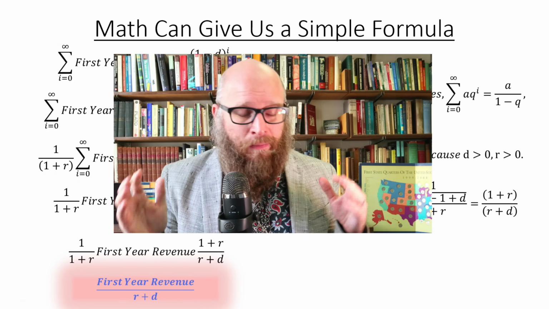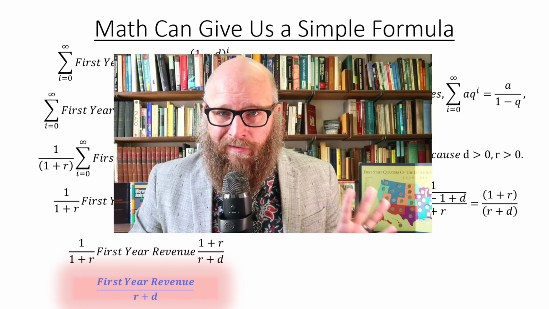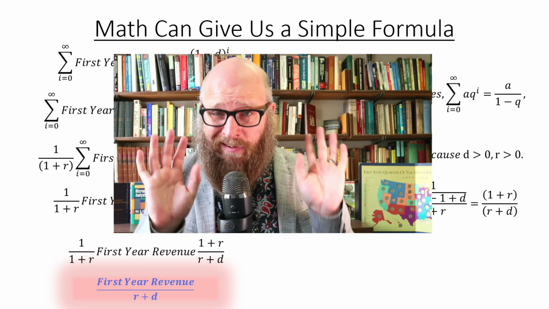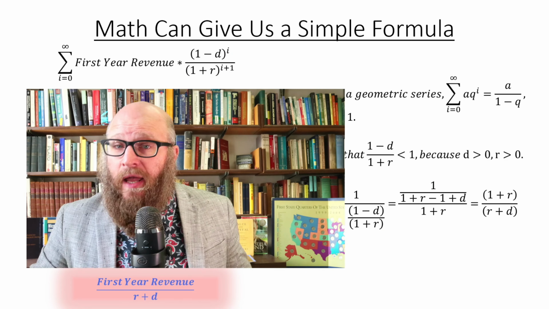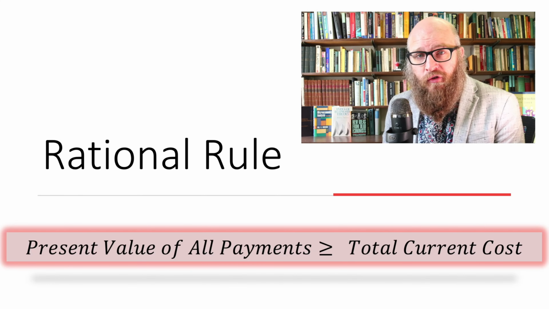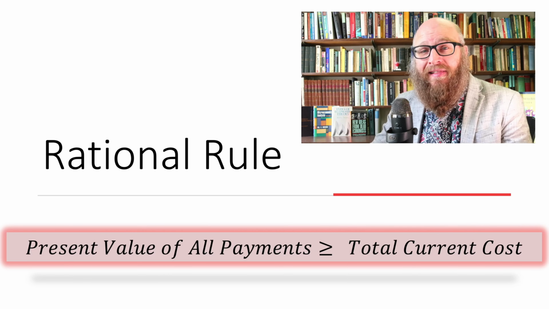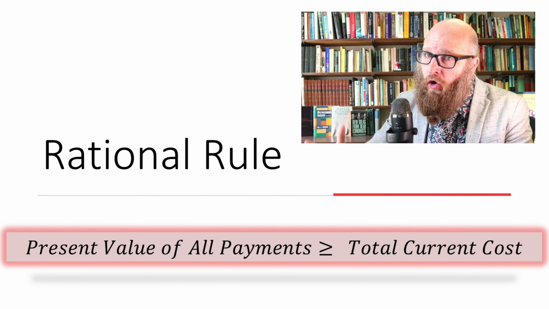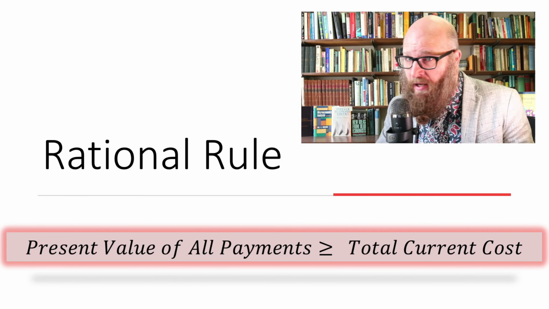We can do some math and rearrange the whole thing down to a simple formula highlighted down at the bottom. Pause the screen if you really want to look through the math. If not, just skip it. But this is the formula to know. It's the first year's revenue divided by the prevailing interest rate plus the discount rate. We determine whether or not to invest in something if the present value of all future payments is at least as big as the total current cost. This is the rational rule. The benefit has to be at least as big as the cost.